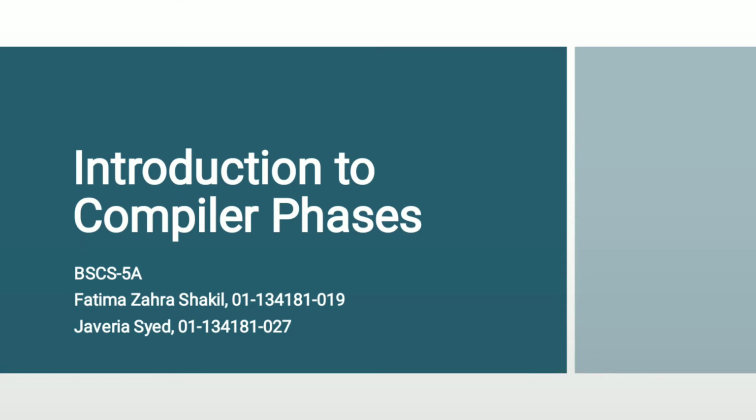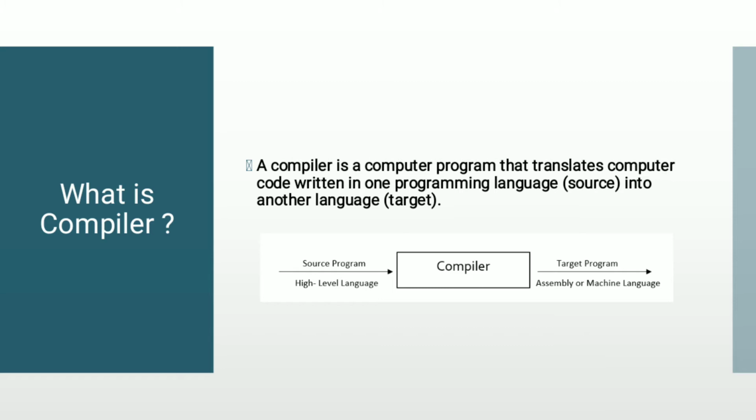Introduction to compiler phases. What is a compiler? A compiler is a computer program that translates computer code written in one programming language, the source code, into another language, which is the target code. The source program is usually a high-level language, whereas the target program is either assembly language or machine language.